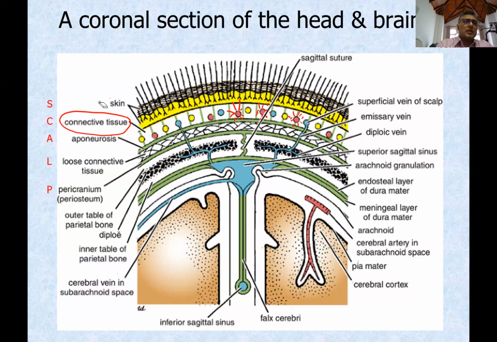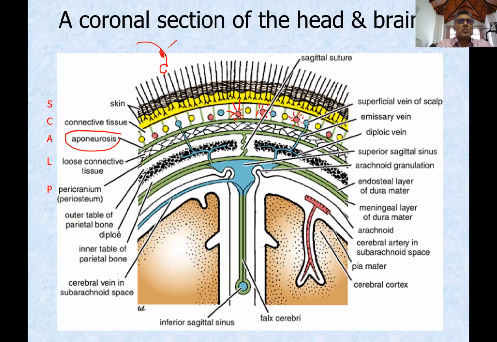So there's another point. You can see this aponeurotic layer underneath the connective tissue layer. Now this aponeurotic layer is something like this. Now there are two muscles. Now there's a muscle attached to the frontal. Now you have the skull like this. Your orbit is here. Now this is the frontal bone here.